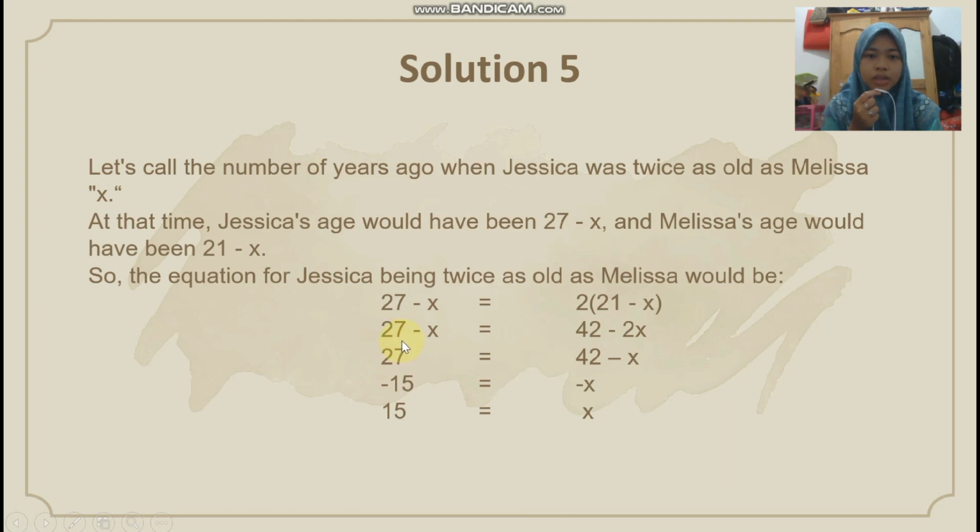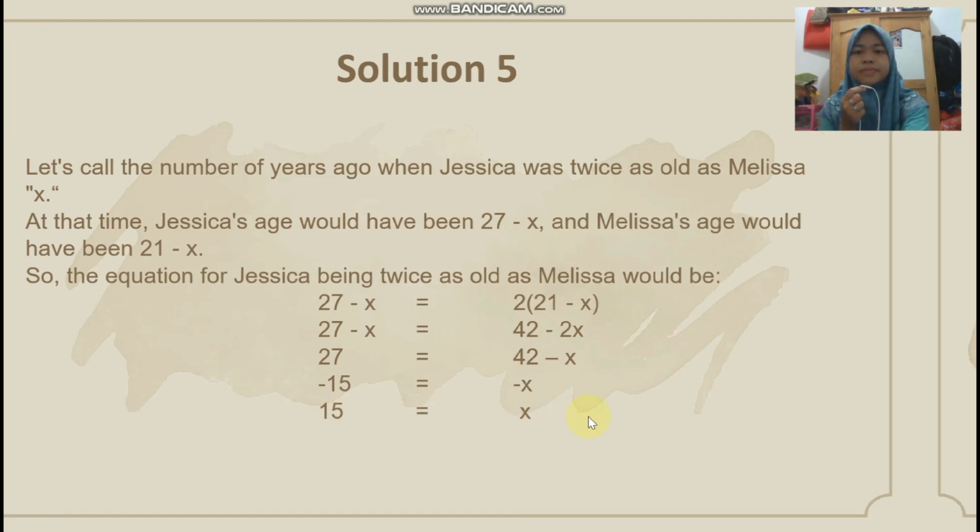And we can add x to both sides: negative 2x plus x, and it will be 27 equals 42 minus x, and so negative 15 equals negative x. On the left and right sides we can divide by negative 1, and it will be 15 equals x.